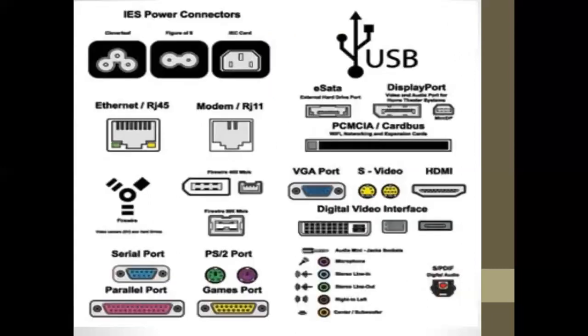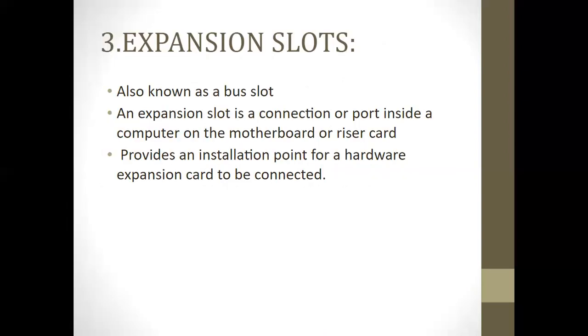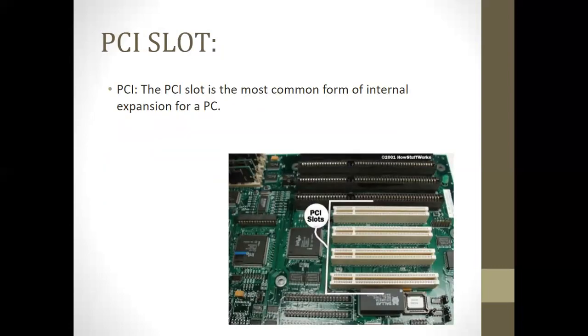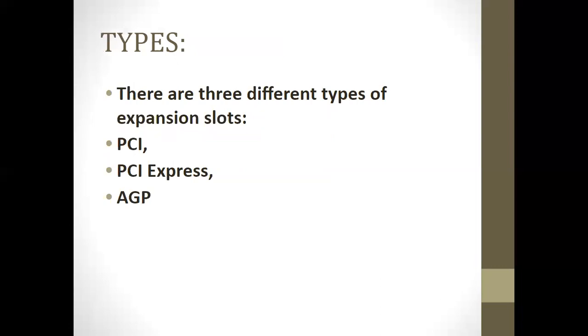It means slots are internal interfaces and ports are external interfaces. External interfaces give the connection point to connect devices externally with the computer system unit, and slots give the internal connection points. So slots, which are expansion slots, expand the capability of the computer, enhance its functionality, and give the internal interfaces. These are three in number: PCI, PCIe for express, and AGP.